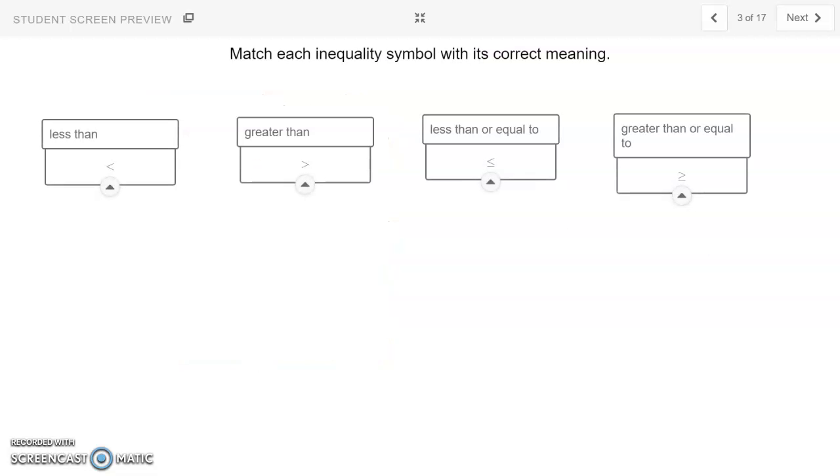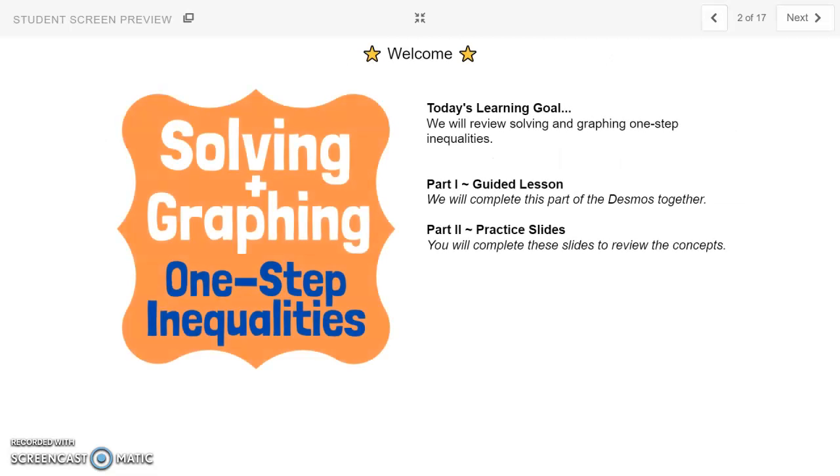So on slide 3, and I forgot I already had it done, move to slide 3, pause the video, and see if you can match each inequality symbol with its correct meaning. See if you remember how to do that. And then you can take a look back here in a second.